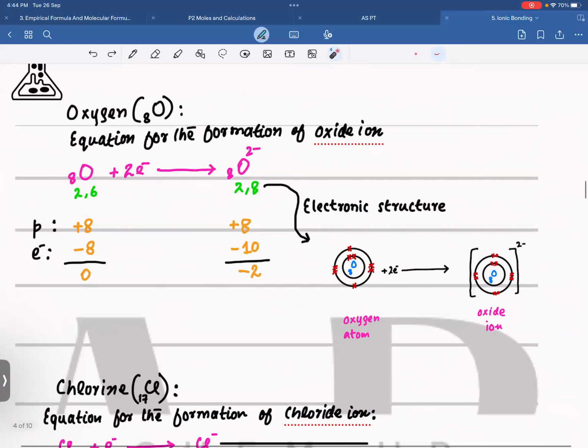So when chlorine becomes an anion, its anion is called a chloride ion. Right?